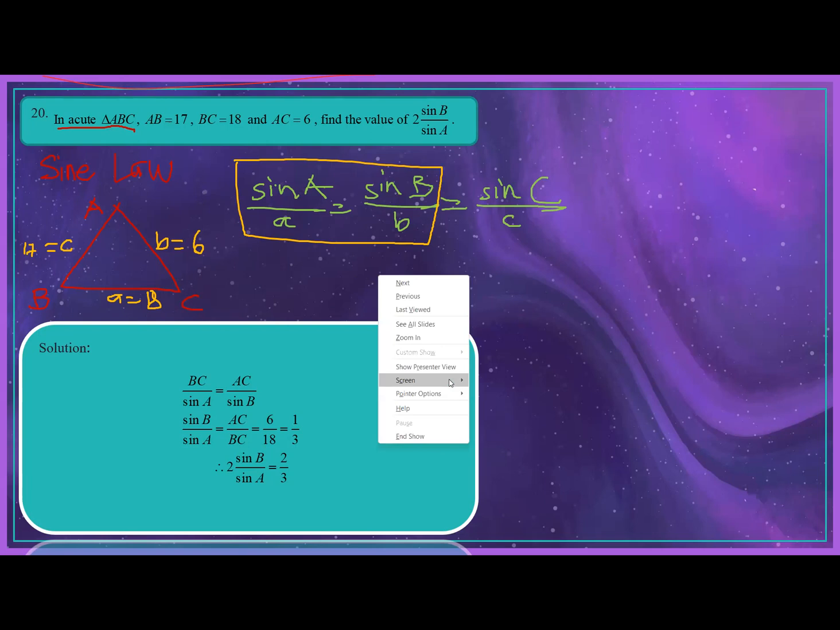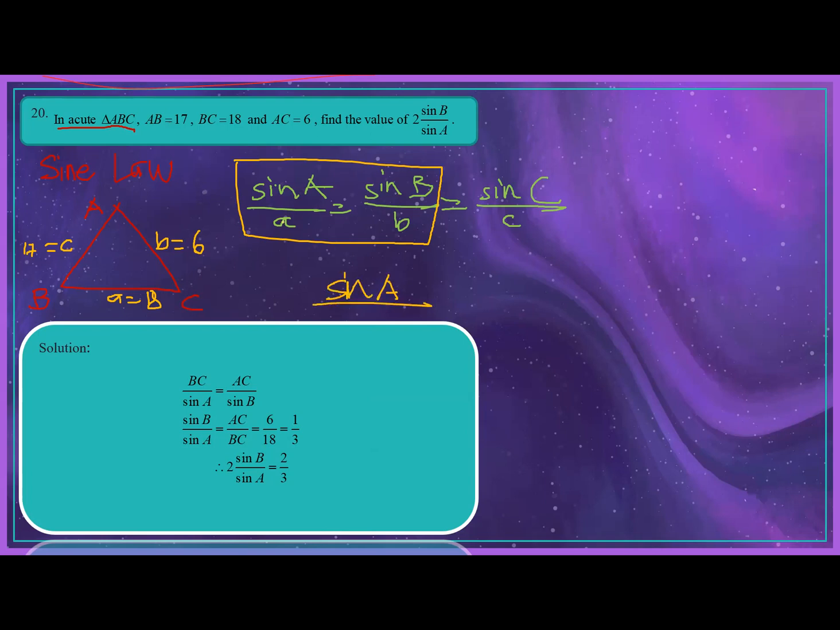Okay. So now let's just substitute. Okay, so sine A, which is our small a, is 18, right? Sine B, who is our B? 6. Okay, so this means we have sine A over sine B is equivalent to 18 over 6, correct?